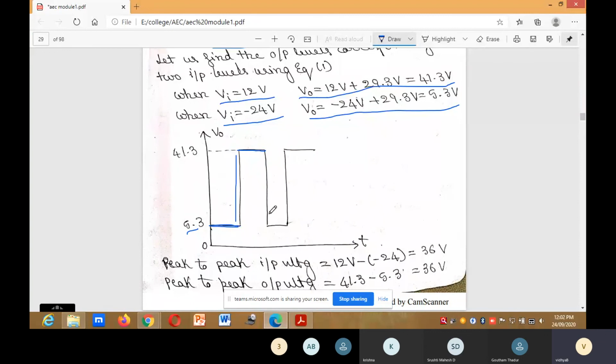Again, when Vi is less than 5.3, V0 is equal to 5.3.